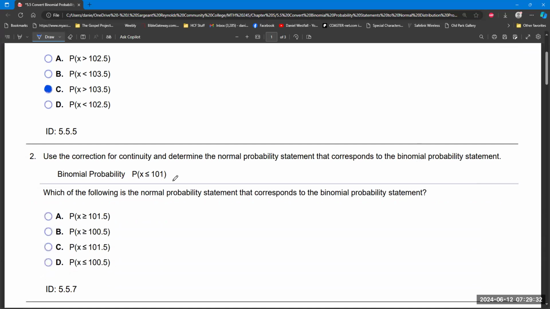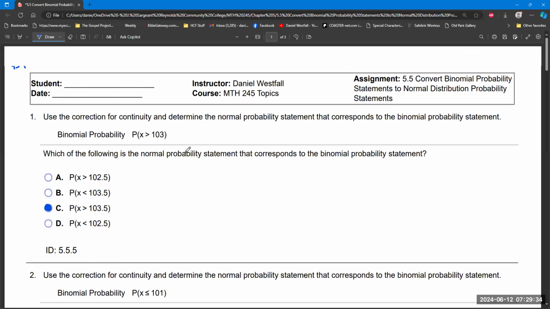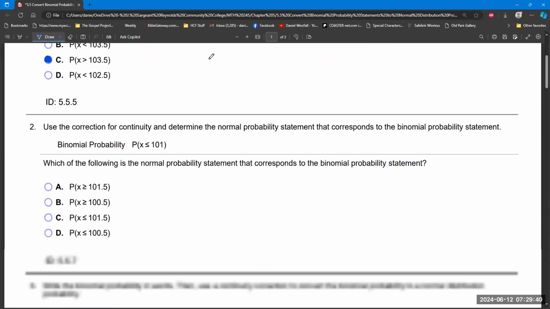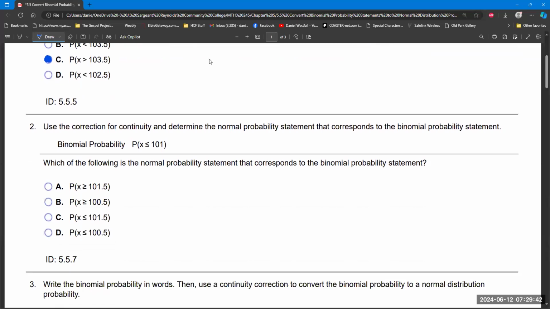Now we have x less than or equal to 101. So 101 is my b that is over here in this one. So I'm going to add 0.5 to it, and I get x less than or equal to 101.5.